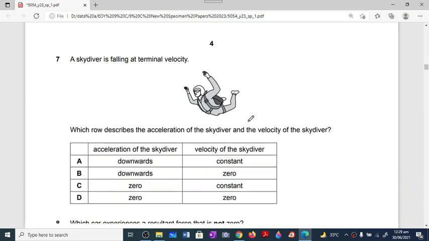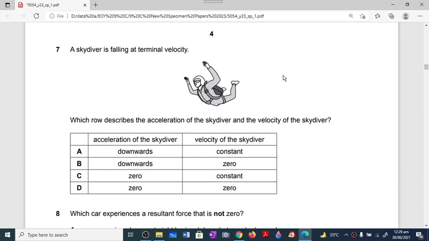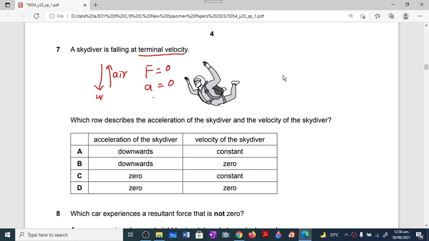Now question number 7. He is moving with the terminal velocity. So terminal velocity means that when the weight acting in downward direction is equal to the air resistance acting in upward direction, then the resultant force is zero, the acceleration is zero, and the object will move with constant velocity. So if you have all these key points in your mind, then you can easily see that the correct option is option C. The acceleration is zero and the velocity of the skydiver is constant.